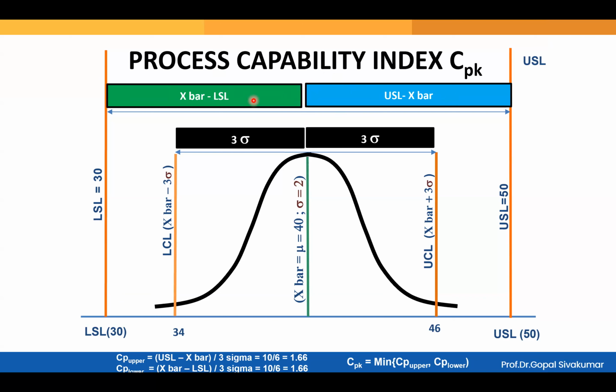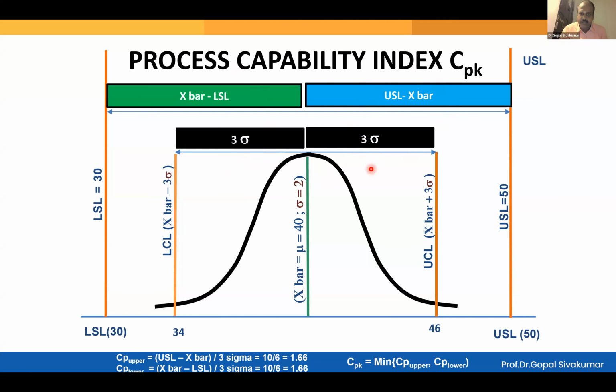Very good. Now I want you to calculate a ratio. The specification we divided into 2 parts. Similarly, process width also you divide into 2 parts. Always the width of any process is equal to 6 sigma. When I divide that into 2 parts, 6 sigma will divide into 3 sigma on the right side, 3 sigma on the left side. Now find out the ratio on the right side. USL minus X bar divided by 3 sigma. This ratio will be equal to X bar minus LSL by 3 sigma.